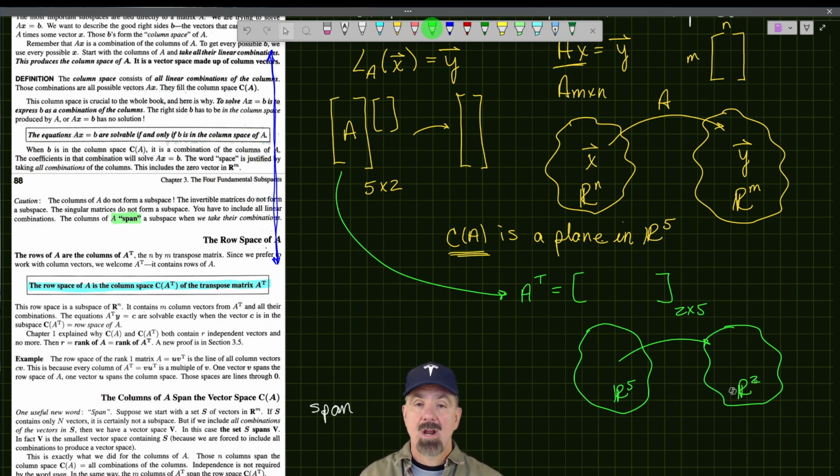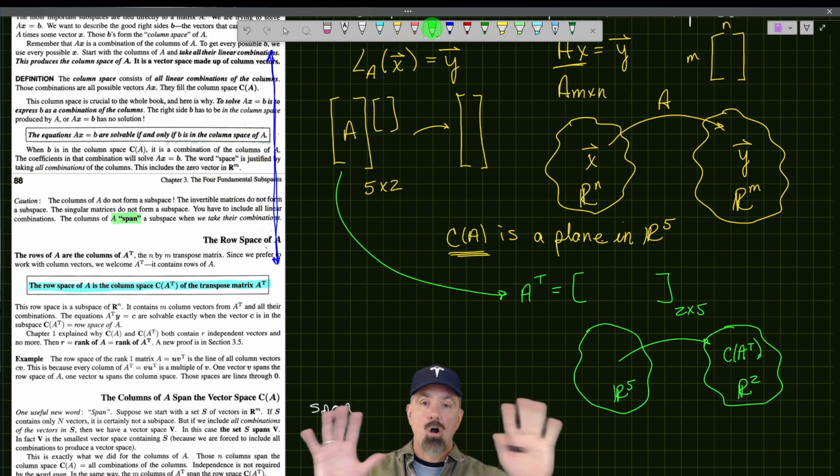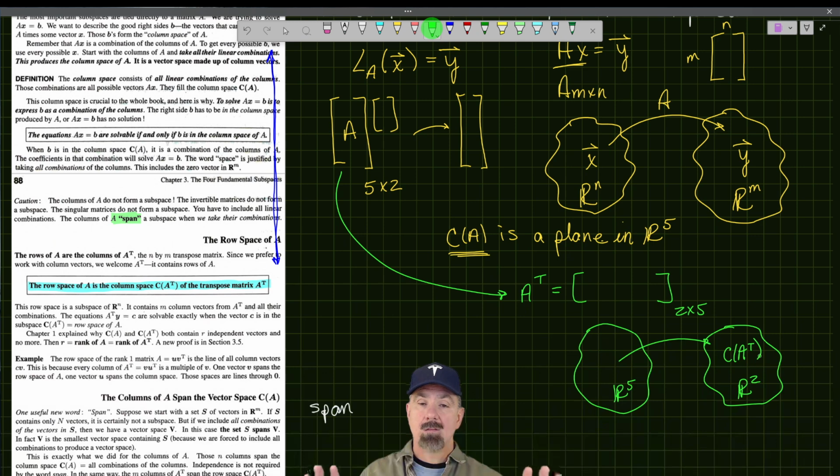And since the column rank and the row rank are the same, then I know I have 2 linearly independent rows. Well, 2 linearly independent rows, when I take them in linear combination, gives me all of R2. So for A transpose, the column space of A transpose is all of R2, as long as my original columns were linearly independent. And that would give me, again, rank 2.